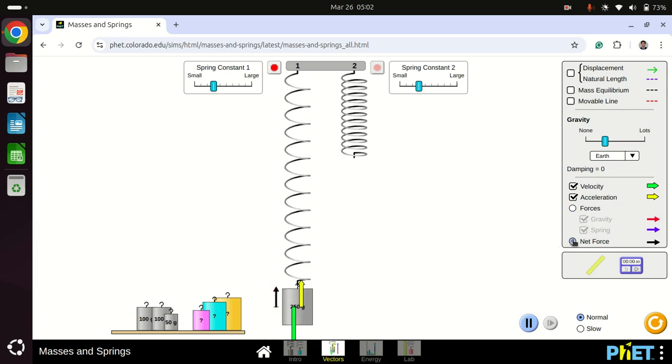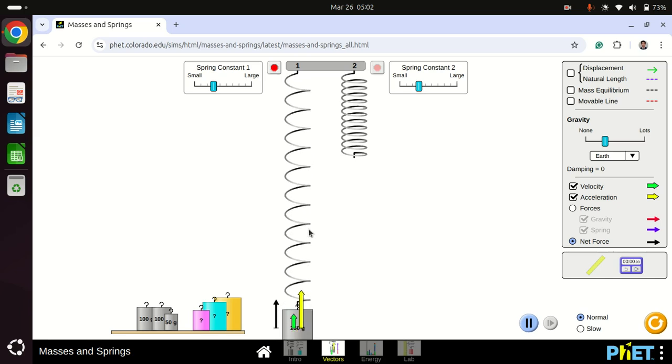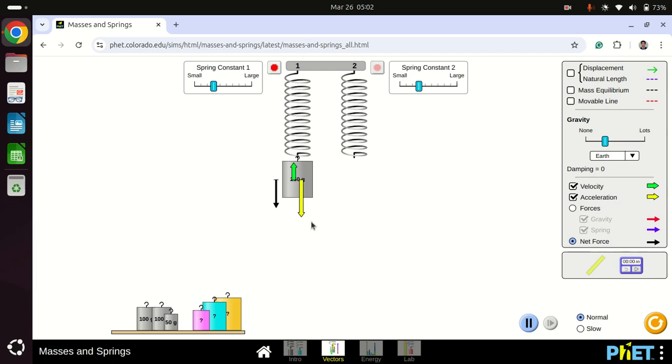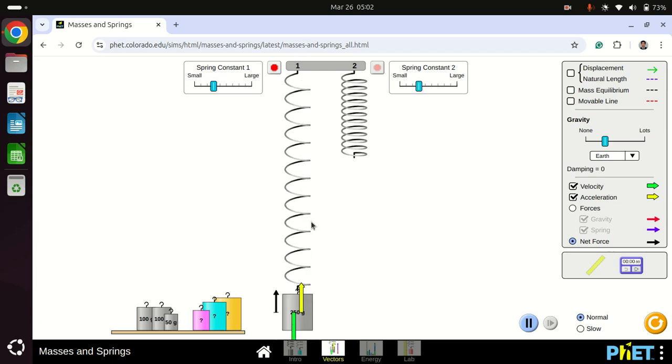And if we see the net force, this net force is also oscillating with this spring, therefore it is oscillating. So you can see it is kind of forced oscillation, but it is happening naturally.